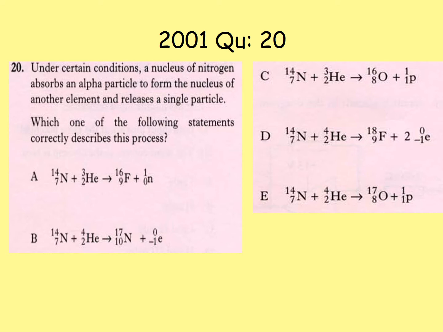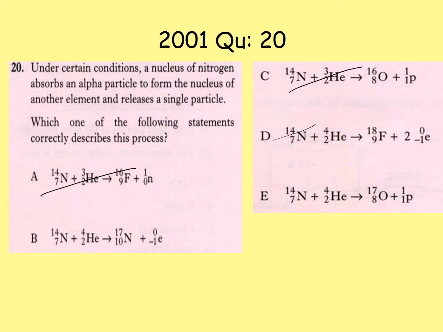So we're looking for nitrogen absorbing an alpha particle. An alpha particle has a mass number of 4 and an atomic number of 2. So straight away we can say A is incorrect because we have helium with 3 and 2. C is incorrect because we have helium with 3 and 2. So we're left with B, D, and E. We're told that it absorbs an alpha particle to form the nucleus of another element and releases a single particle. So D must be incorrect because we're releasing 2 particles, 2 electrons. That leaves us with B and with E.